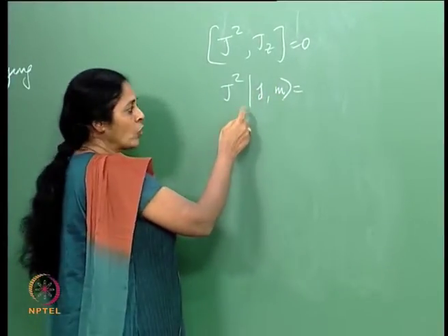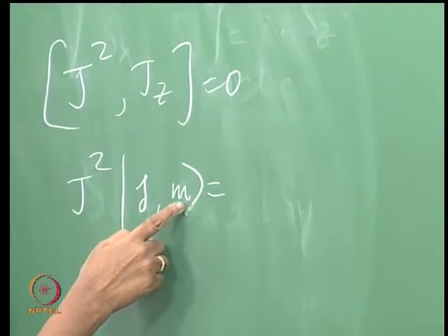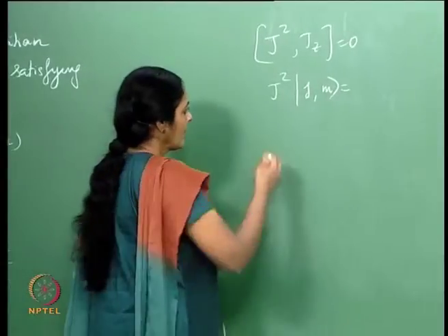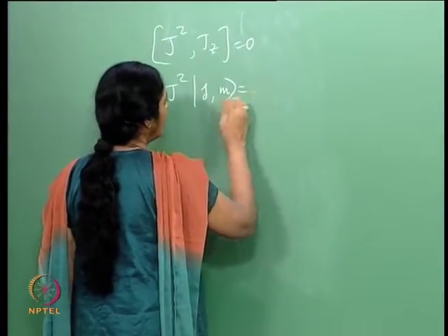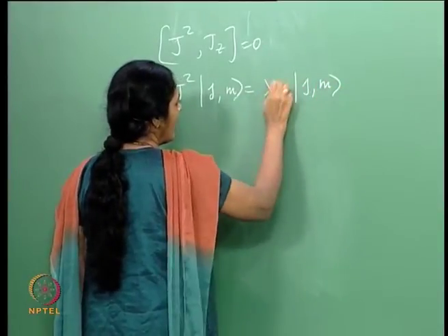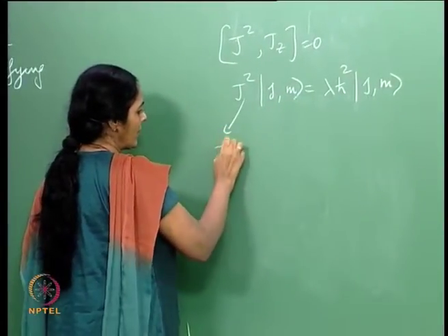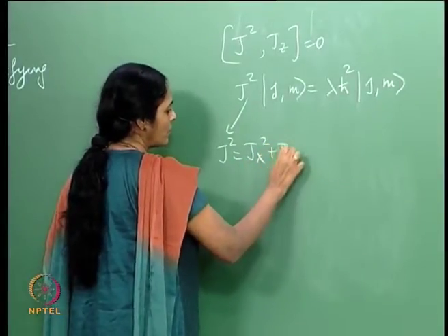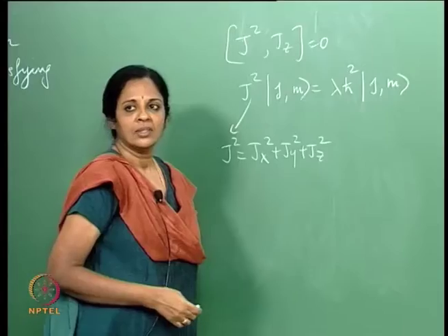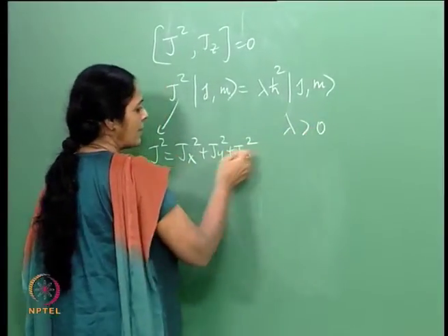In the case of orbital angular momentum, this would be replaced by l, and that would continue to be m, where now m denotes the eigenvalue of Lz. So, I know that there is an eigenstate |j, m> of J squared, and since J squared is a positive definite operator, recall that J squared is Jx squared plus Jy squared plus Jz squared, I can well write this eigenvalue as lambda h-cross squared. Lambda is to be determined, and it is clear that lambda is greater than 0.